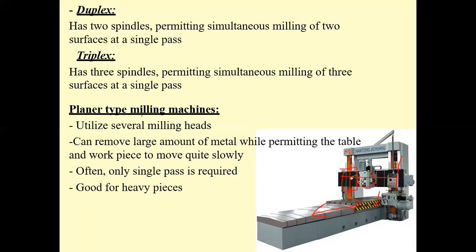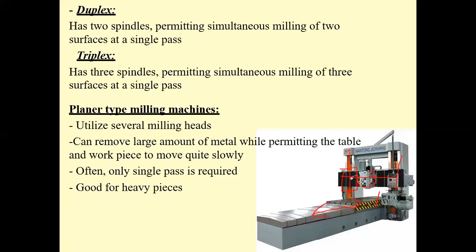In the previous bed type milling machine you have seen one axis, two axis, three axis. But in the planer type there can be even more than three axes; three axis means you can keep three spindles. It is utilized for several milling heads. This can remove a large amount of metal while permitting the table and workpiece to move quite slowly. Because the workpieces are very heavy, the motion is not very fast like in a planer. The movement of these beds is comparatively slower.